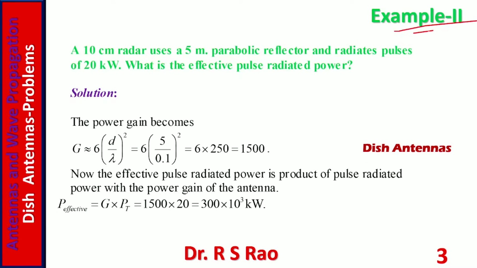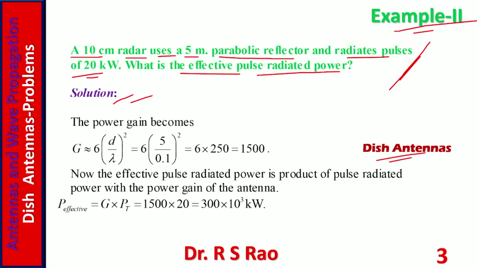Another problem, example 2. A 10 cm radar uses a 5 meter parabolic reflector and radiates pulses of 20 kilowatt. What is the effective pulse radiated power? This is the problem. This is also on dish antennas. Solution. First, we have to find out power gain. It is 6 multiplied by (D by lambda) square. D is 5, lambda is 10 cm, 0.1 meter. Using the given values, G can be obtained.